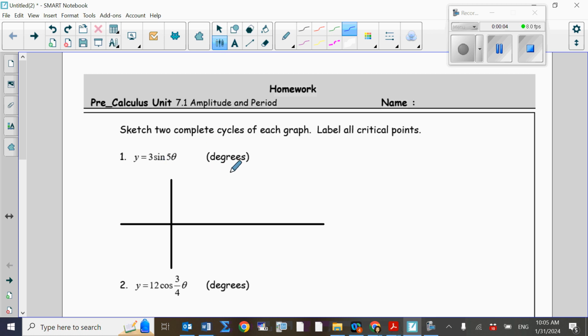Hi everyone, we're going to work on 7.1 homework together. Let's graph this function y equals 3 sine of 5 theta. So we're going to start with finding some values here.